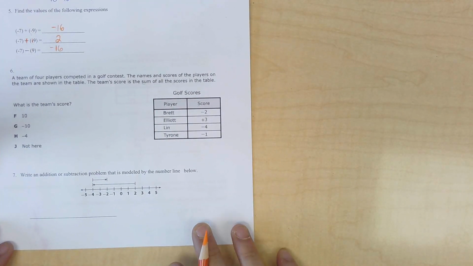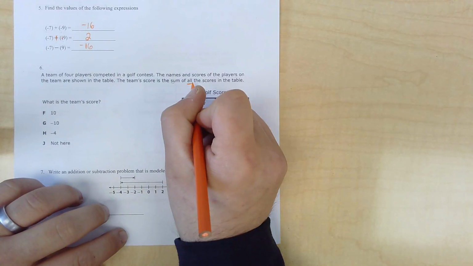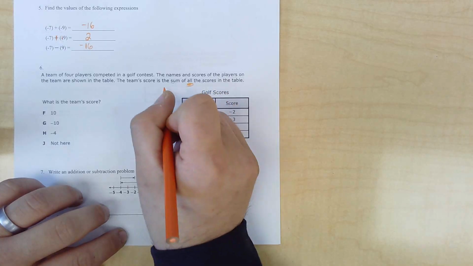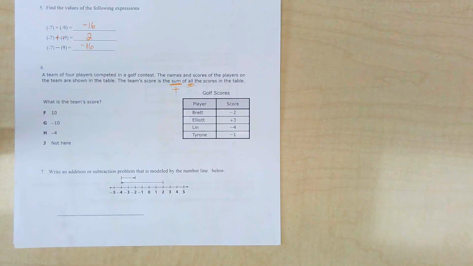Number 6, a team of 4 players competed in a golf contest. The names and scores of the players on the team are shown in the table, and the team score is the sum. Sum means to add, okay? The sum of all the scores in the table.